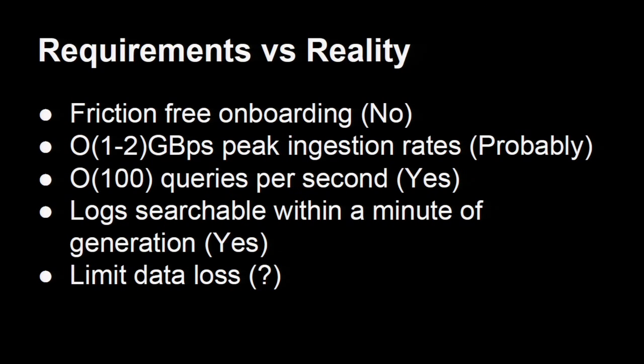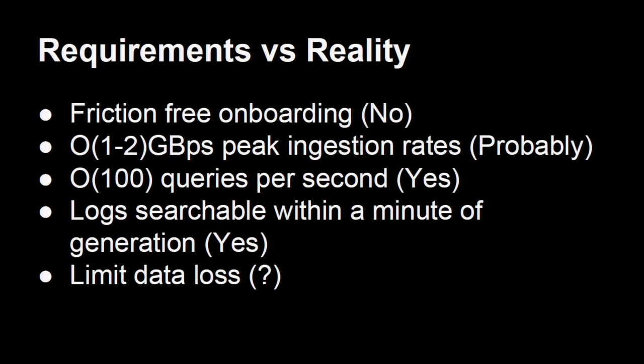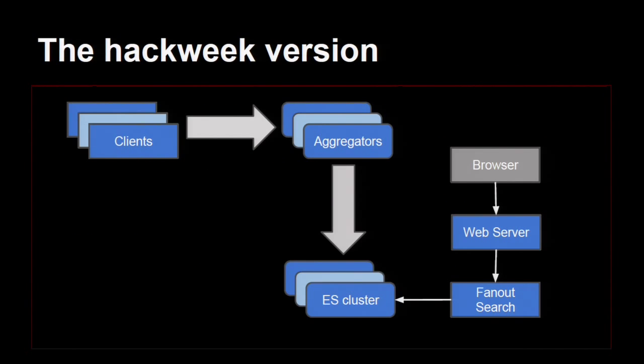We didn't do too badly in the Hack Week model, where it was actually easy to send data to us. The real problem with the Hack Week model was that it made it a little too easy. Rate control wasn't there, and the only place we could do rate control was through plugins in the Elasticsearch cluster.